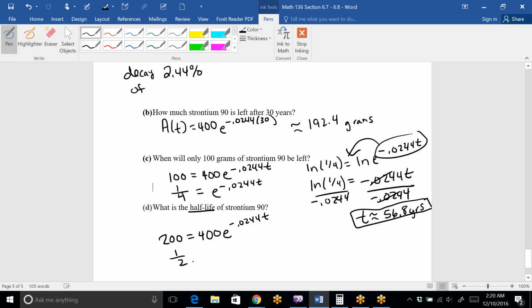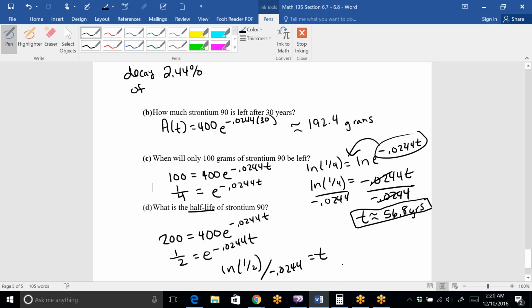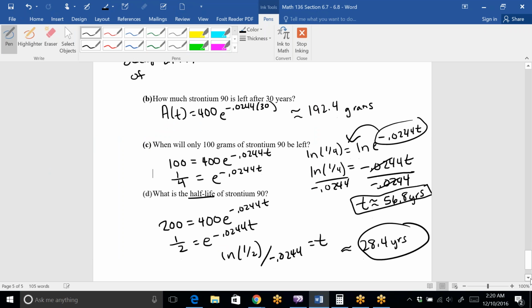Divide the 400 over, that would be a half. And we're doing natural log of both sides, and it ends up the same way the last one did. We'll end up dividing by the decimal. So all of these have a very similar setup. Natural log of 0.5 divided by negative 0.0244 looks like 28.4 years. And that is all you need to know for that.